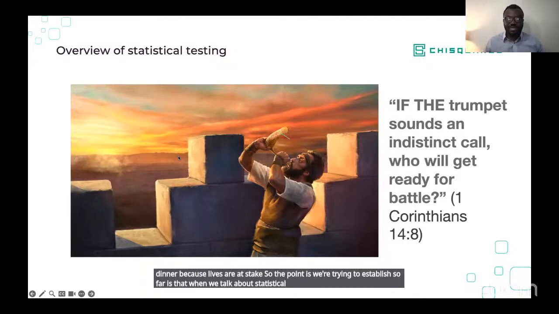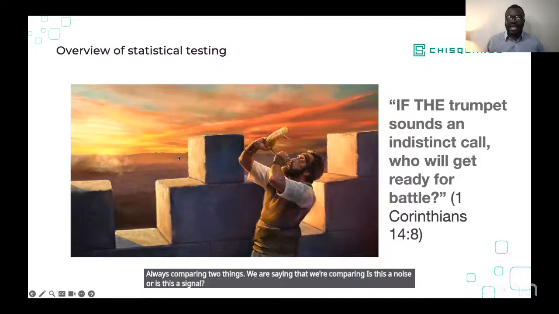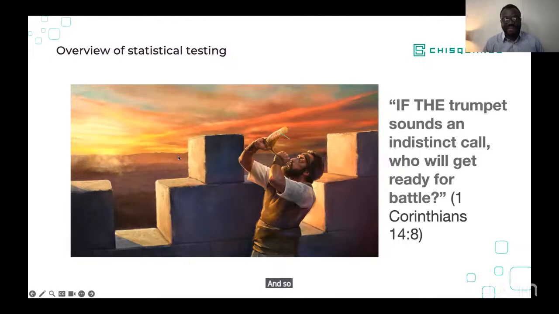So the point we're trying to establish so far is that when we talk about statistical testing, we are always comparing two things. We are saying, is this a noise or is this a signal? And so our job now is to make an evaluation and say, if this were just some noise, what are the chances it will sound so loud?